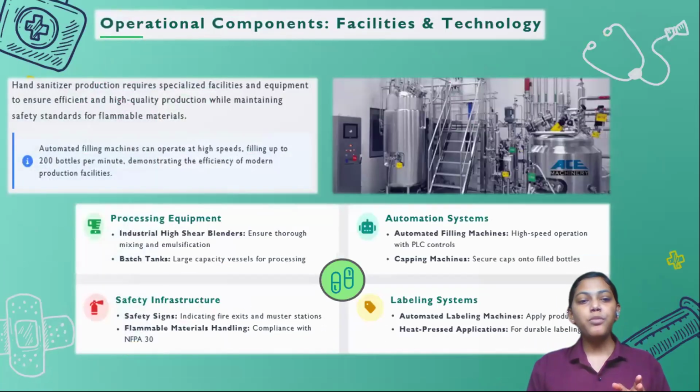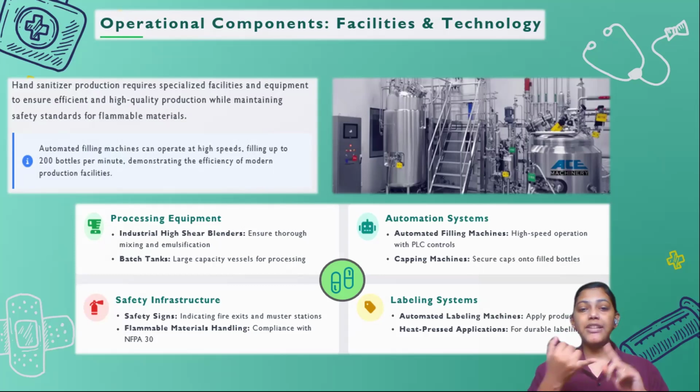Operational components. Automated filling machines can operate at high speeds, like filling up to 200 bottles per minute, demonstrating efficiency of modern production facilities. Industrial high shear blenders ensure thorough mixing. Batch tanks ensure large capacity production at one time. Automated filling machines with the help of PLC controls help in fast production, and capping machines secure caps finally onto the bottles. Safety infrastructure is also very necessary, like safety signs, flammable material handling, and training is also required for hand sanitizer production. Labeling system: automated labeling machines apply product labels at fast speeds, or heat press application for durable labeling is also there.